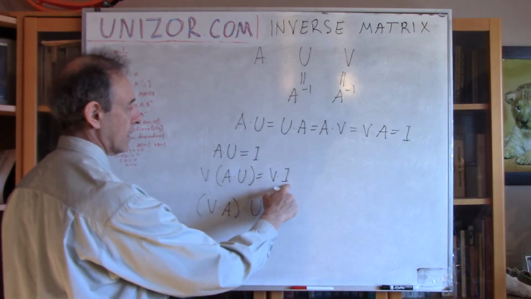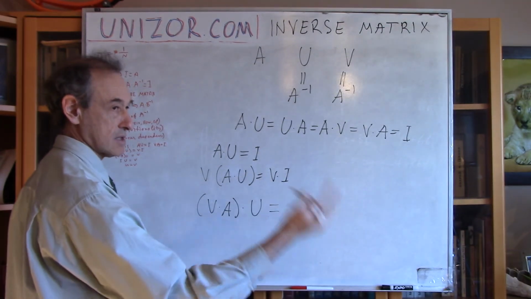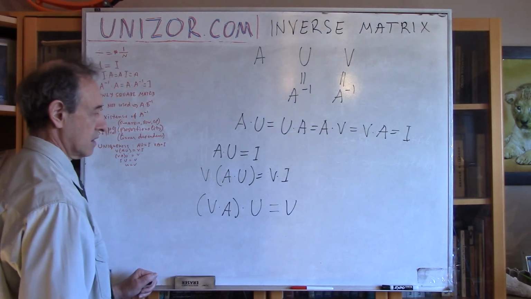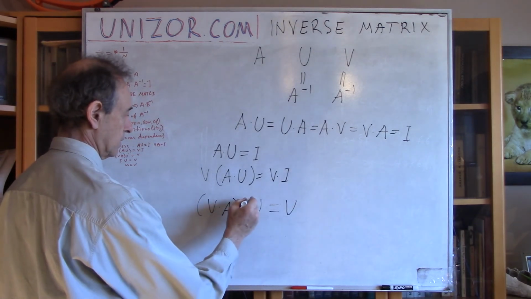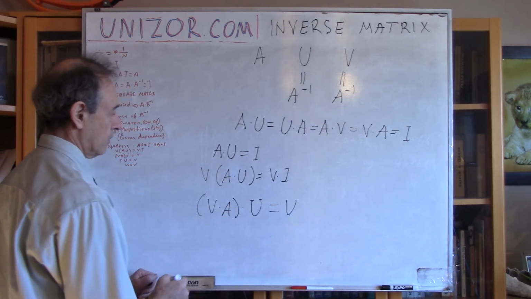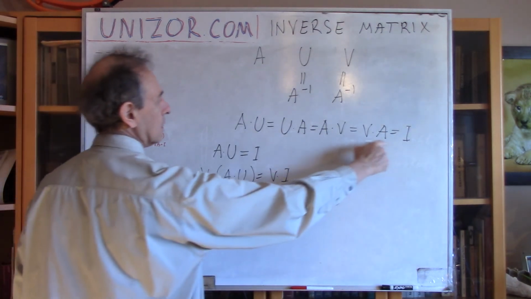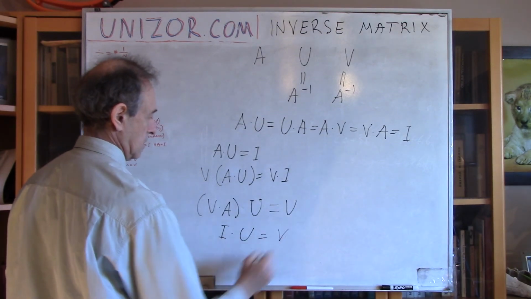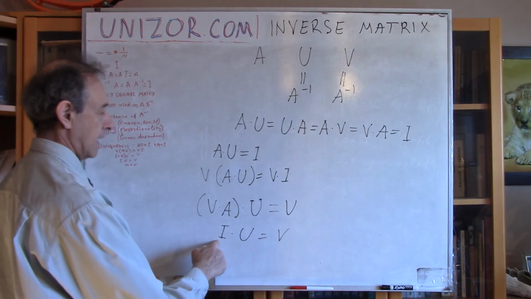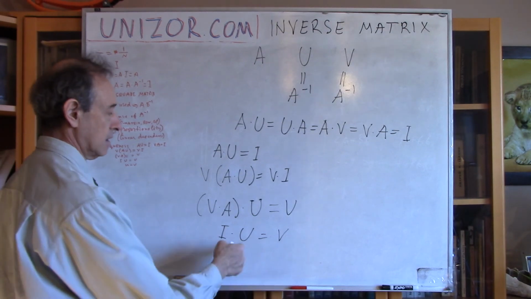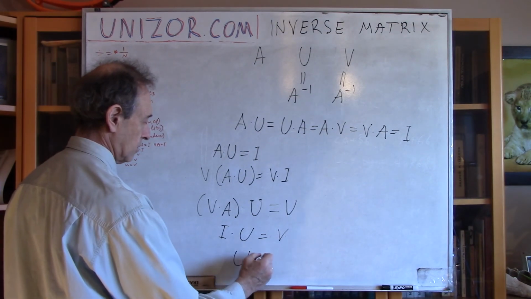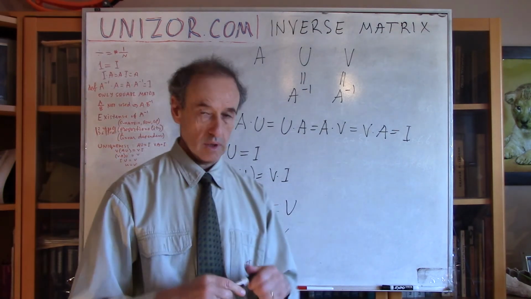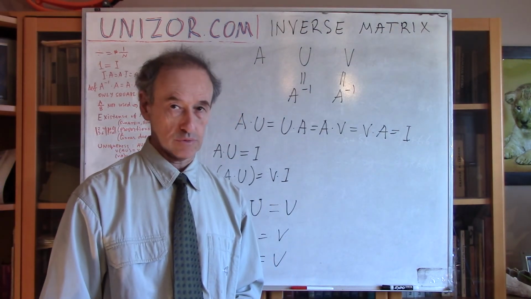Now, V times I, since I is the identity matrix, and we know that multiplication of any matrix by identity results in the same matrix, gives V. Now, V times A is I. Again, the identity matrix multiplied by any matrix results in that matrix, so I get U equal to V. And that's exactly what we had to prove.